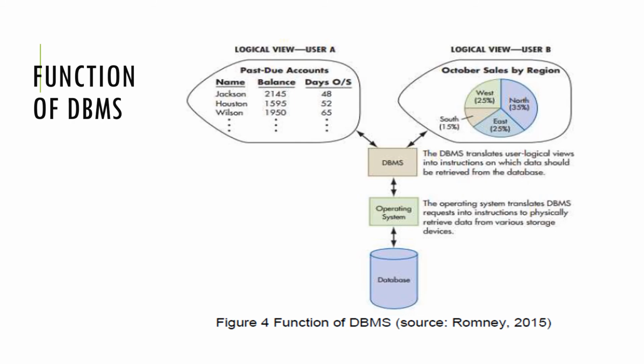So functions of DBMS, we have here, the DBMS translates the user's logical views into instructions on which data should be retrieved from the database. And of course, there is also the operating system, which translates the DBMS request into instructions to physically retrieve data from various storage devices. So, from the database, going to the operating system, going to the DBMS. One example of an operating system is Windows, going to the DBMS, the program, nag-translate siya ng mga instructions. And then the logical view, the users, kikita na, no? Ano yung mga view.